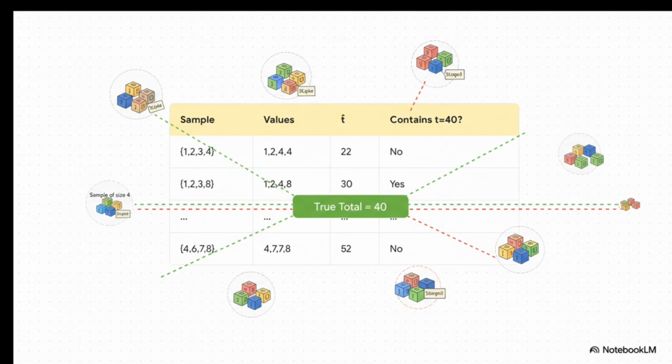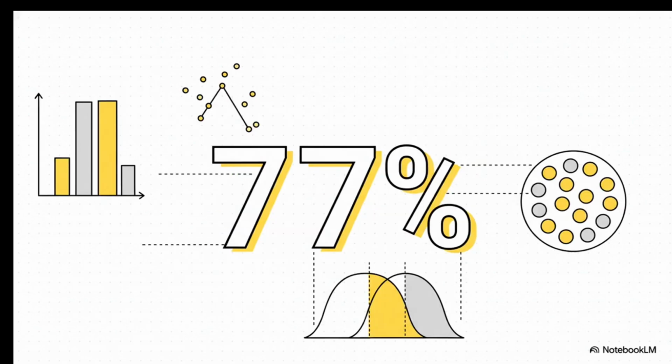So if we actually go through all 70 possible samples for this little population, and we use this specific method for building our intervals, we find something really interesting. 54 out of the 70 intervals, or 77% of them, successfully contain the true population total. That's 77%. That is the actual confidence level for this specific procedure in this specific world.